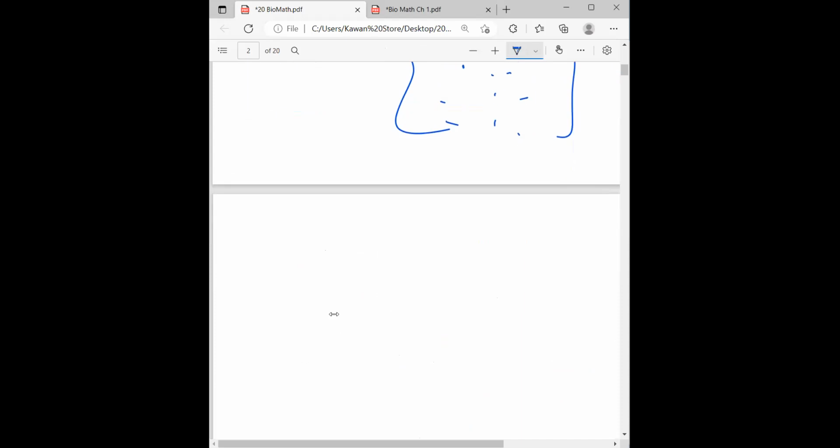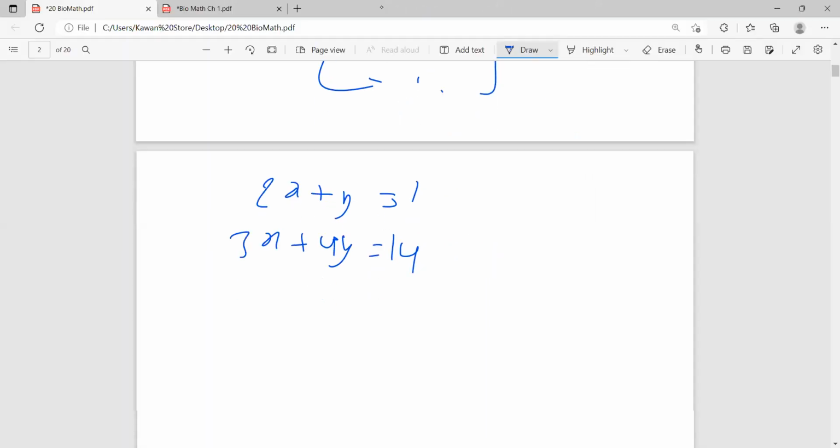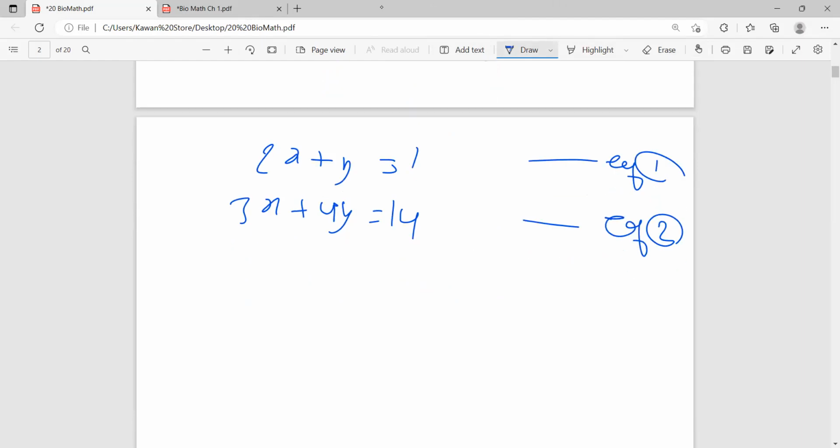Yes, we have here 2x plus y equal to 1, 3x plus 4y equal to 14. So how do we solve that one together? I'm going to use the first method. That one is equation number 1, and that one is equation number 2. So I'm going to use the substitution method.